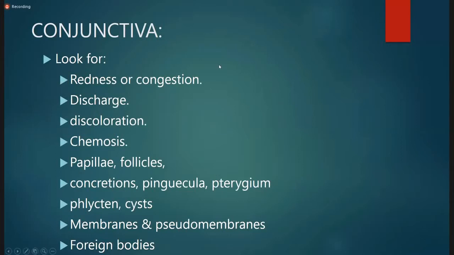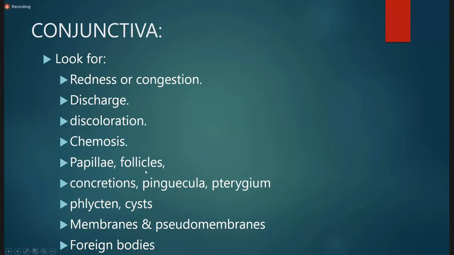After examining the lids, brow, and lashes, you should come onto the conjunctiva. In conjunctiva, you have to look for any redness or congestion, discharge. It may be watery discharge, mucus discharge, mucopurulent discharge, or purulent discharge. Discoloration of the conjunctiva, any bluish color, which is present in scleritis. The sclera is thin and the underlying uveal tissue is visible. Chemosis: edema of the conjunctiva is known as chemosis.